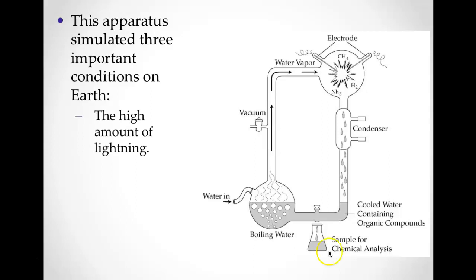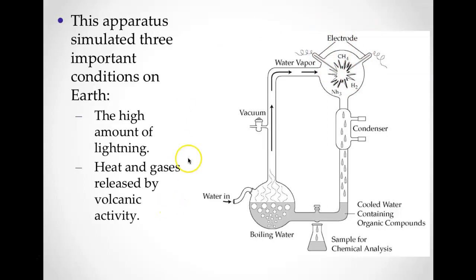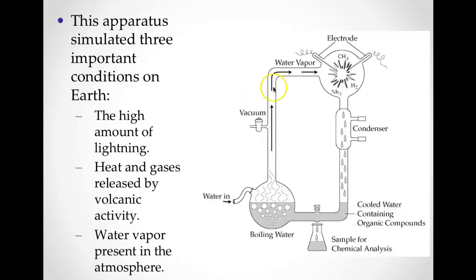It was believed that there was a lot of lightning, so they had electrodes up here. If you look at my cursor, a lot of electrodes that are simulating lightning. Then heat and gases that were released by volcanic activity. You have all of your gases right here, your ammonia, hydrogen, methane, and then water vapor. So these 3 important conditions: lightning, heat and gases from volcanic activity, and water vapor.